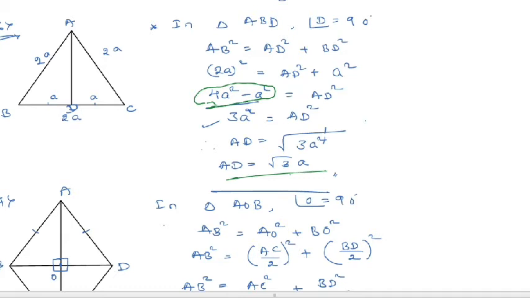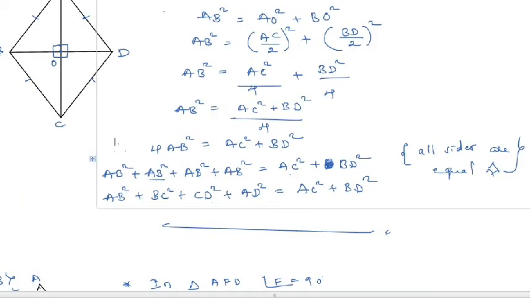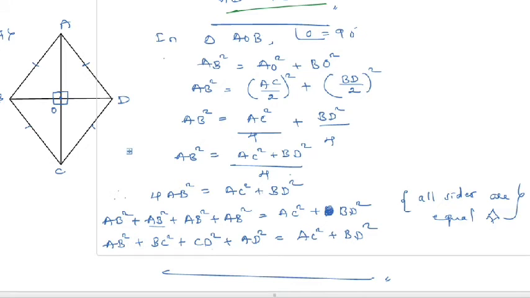So, what is the condition for a rhombus here? In a rhombus, all sides are equal and the diagonals bisect each other at 90 degrees. So, we can write, consider the triangle AOB.